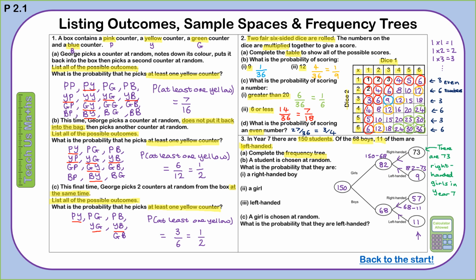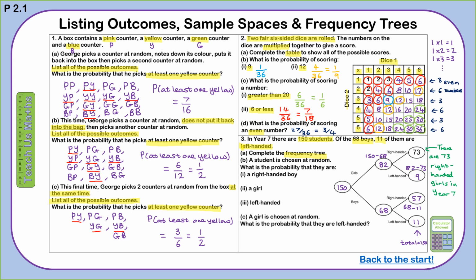So to summarise the frequency tree, there are 150 students in Year 7, 82 of them are girls, 68 of them are boys, 73 of the girls are right-handed, 9 of the girls are left-handed, there are 57 right-handed boys, and there are 11 left-handed boys. So all of this information in one diagram. Let's now have a look at working out some of the probabilities.